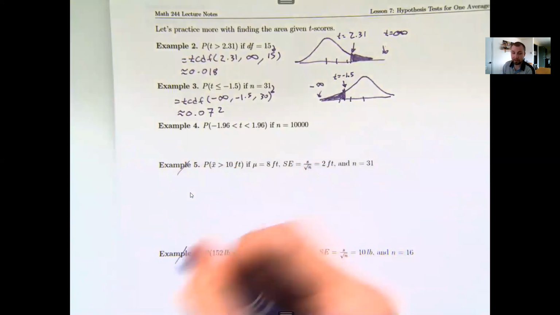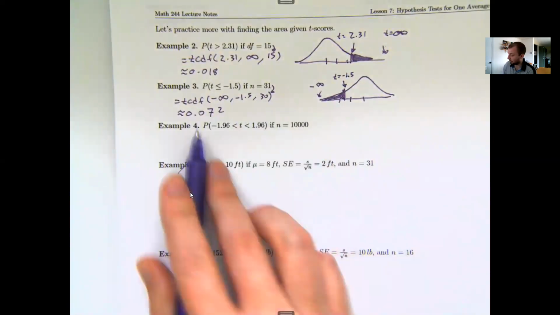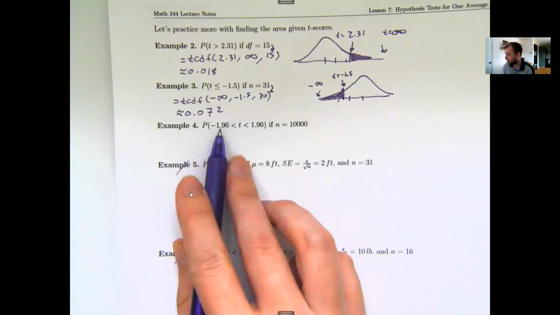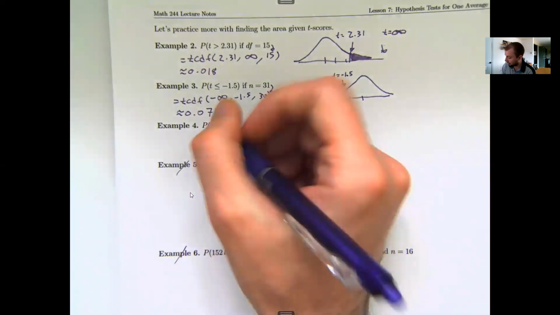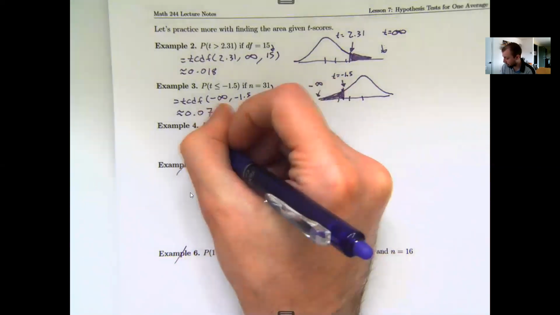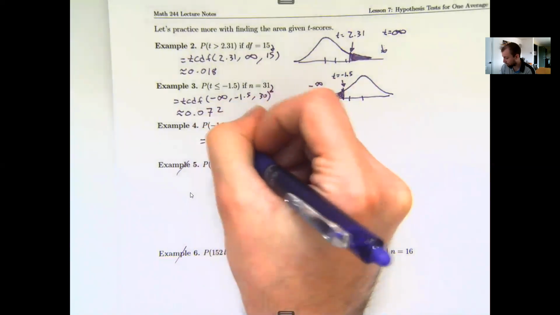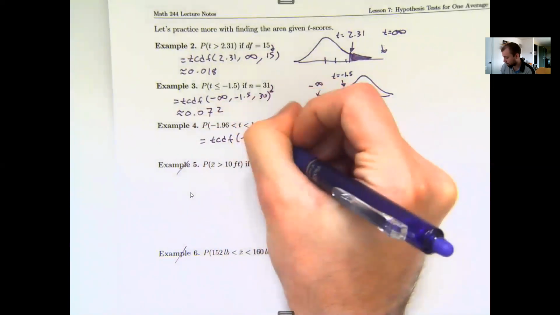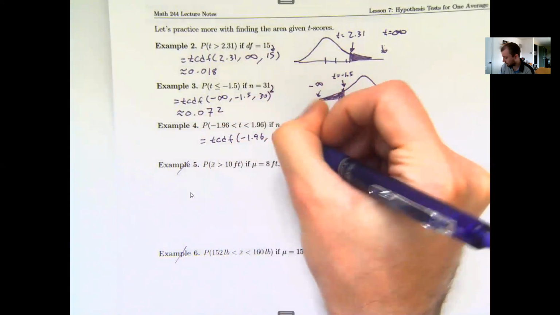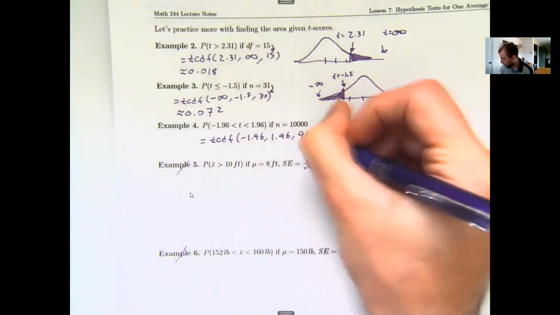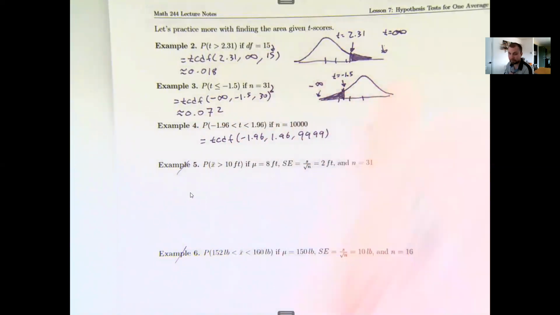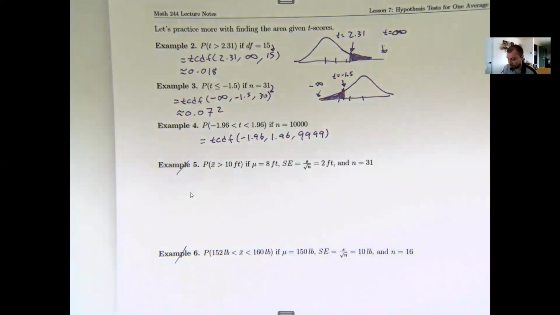I'm going to do one more. I'm not going to do 5 or 6. You could do those on your own if you would like, but let's do area between negative 1.96 and positive 1.96. So TCDF, degree of freedom is going to be 1 less than 10,000, so 9,999, and I'm shaded between negative 1.96 and 1.96. I'm going to type this into my calculator and see what I get.